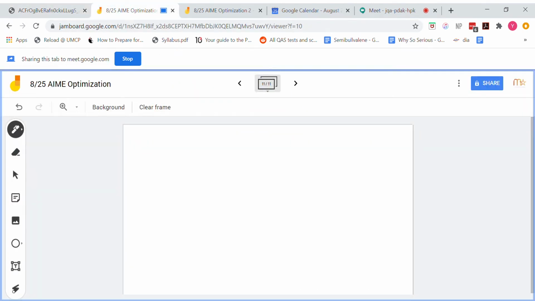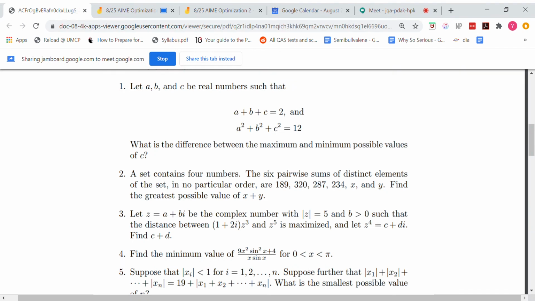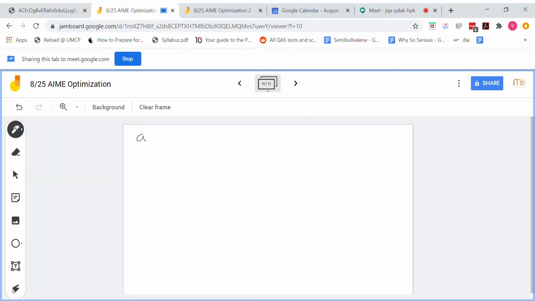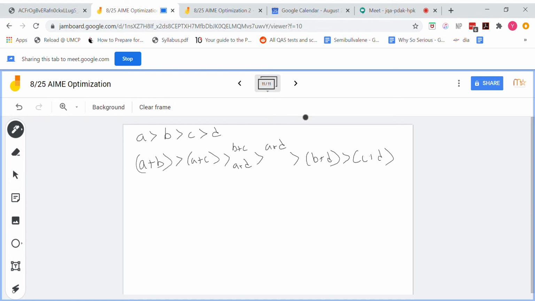So if there are 4 distinct elements, a greater than b greater than c greater than d, then we have 6 distinct sums, right? A plus b is obviously the largest. C plus d is obviously the smallest. And then, greater than c plus d, we have b plus d, right? And after this, we have a plus c. And then somewhere in here, either we have b plus c, or we have a plus d. And then if we have b plus c there, this one's a plus d, and this is b plus c.